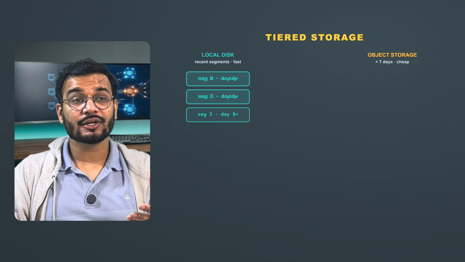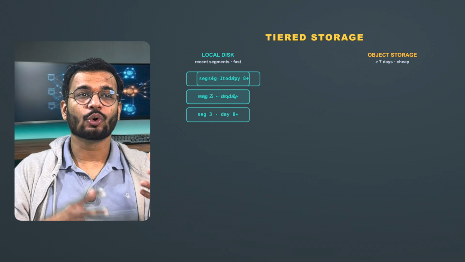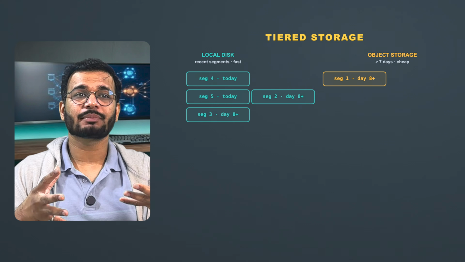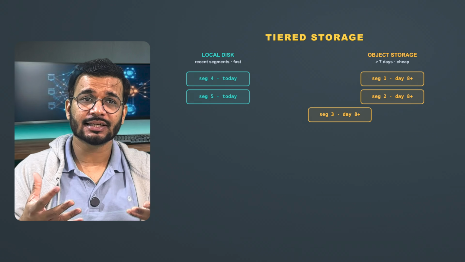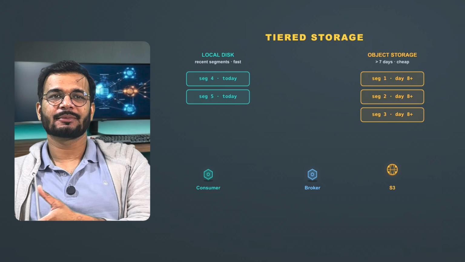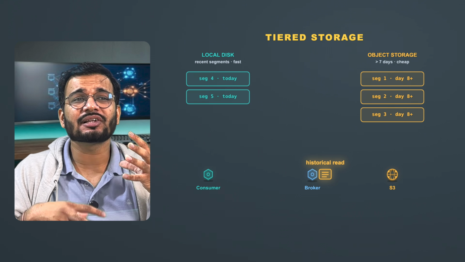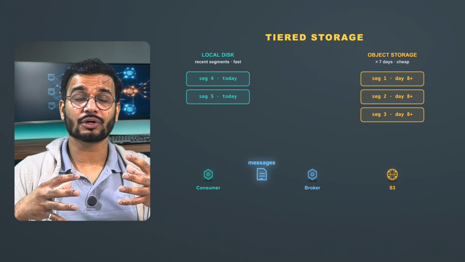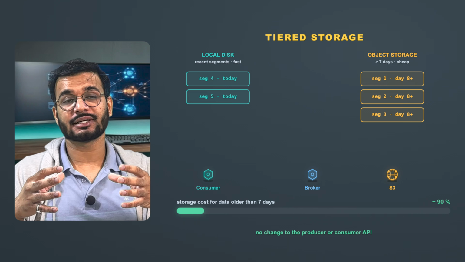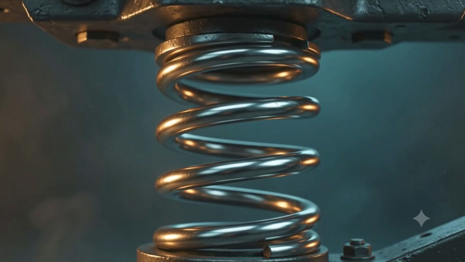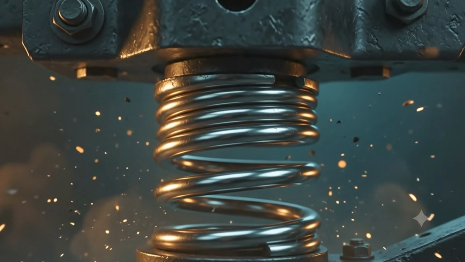Another improvement we can make is tiered storage. Local disk gets expensive at petabyte scale. So after 7 days, move the segments to S3. Keep only the recent messages on the local disk. Consumers can still read historical messages. The broker streams from S3 transparently. This helps in cost reduction. We can reduce costs roughly 90% for the messages older than 7 days with no change to the producer and the consumer API.